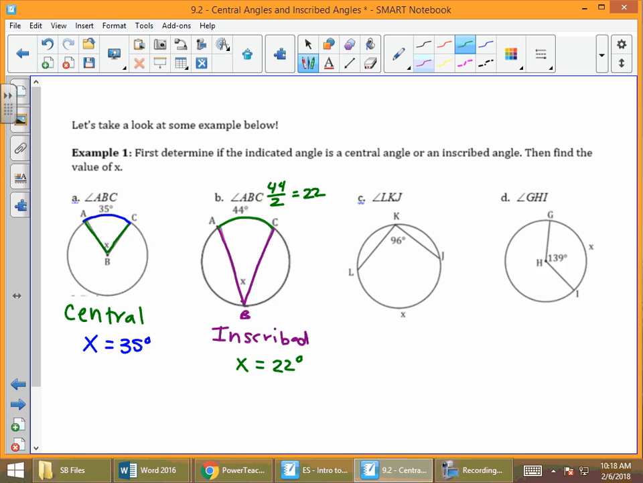We take a look at C. And what's angle LKJ? Well, what type of angle is LKJ, Haley? Where's the vertex? On the center or the edge? The edge. So it would be inscribed. Good.